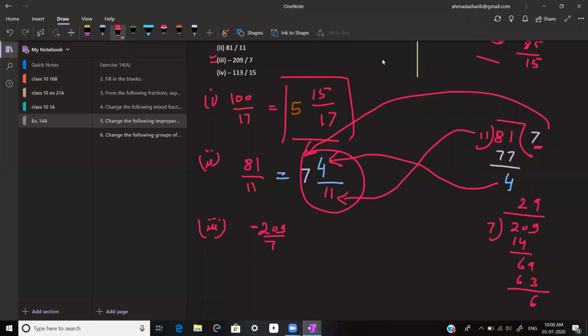Okay. So what is your answer? Your answer is 29 whole, 6 in the numerator upon 7 in the denominator. So 29 whole 6 upon 7. Okay. 29 whole 6 upon 7.